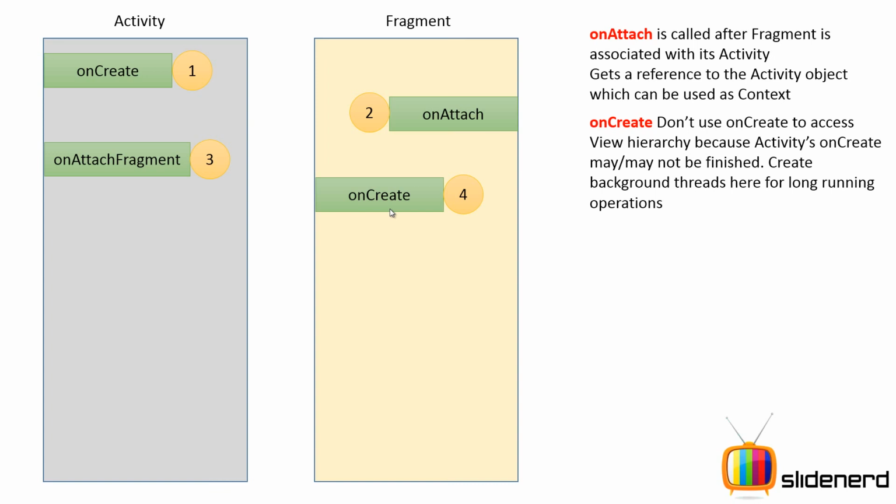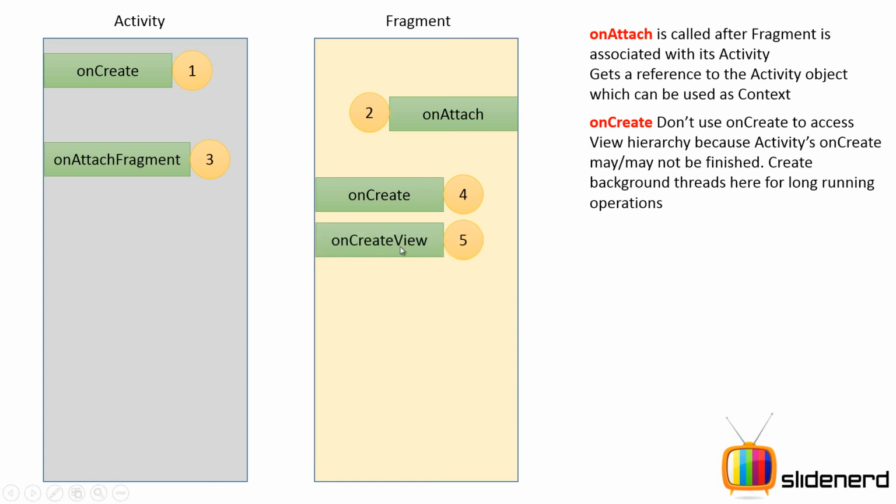The reason is the activity's onCreate may execute before the fragment's onCreate, or it may execute during the fragment's onCreate method. So you have no way of knowing whether the activity's view hierarchy was linked using the setContentView method or not, and hence trying to access the UI elements here will probably give you an empty object or a null object, and that is going to run your app into a crash. On the other hand, you can use the onCreate in the fragment to initialize long running operations.